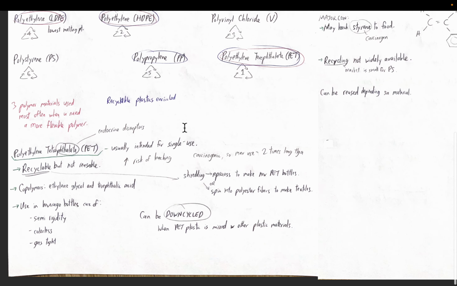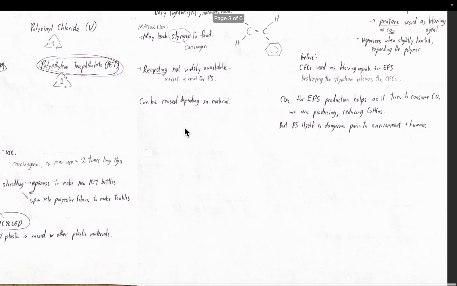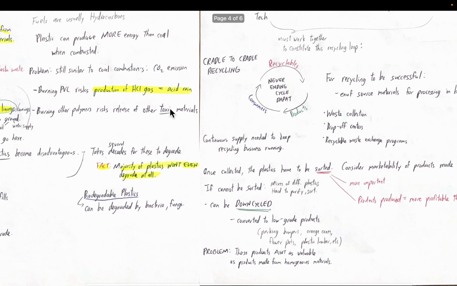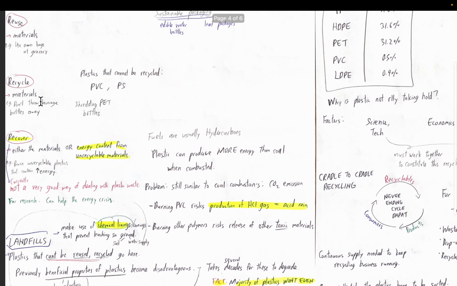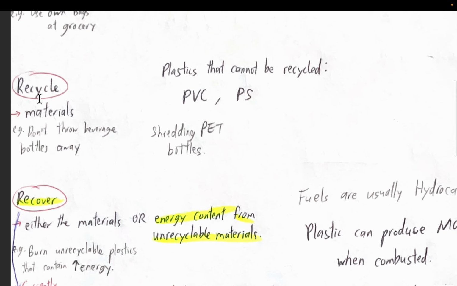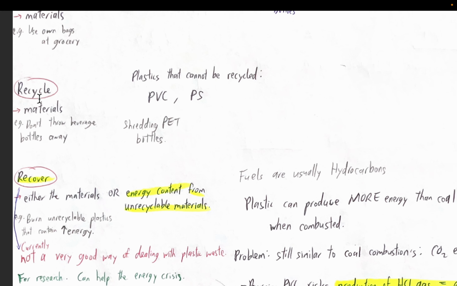What's the one that can be downcycled? PET. But it's not in this list. PET is not one of those that cannot be recycled. We can shred PET bottles.